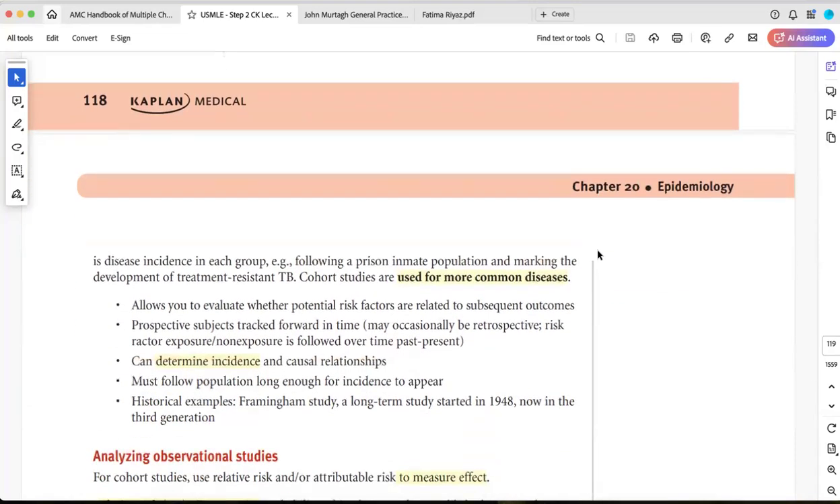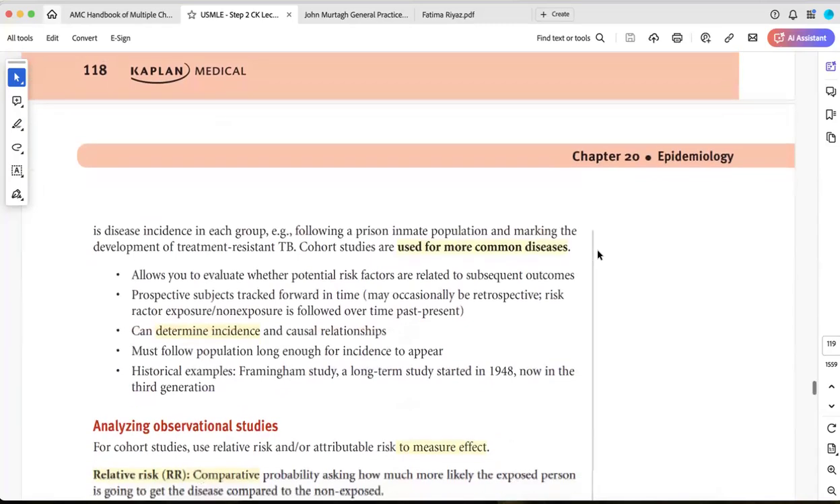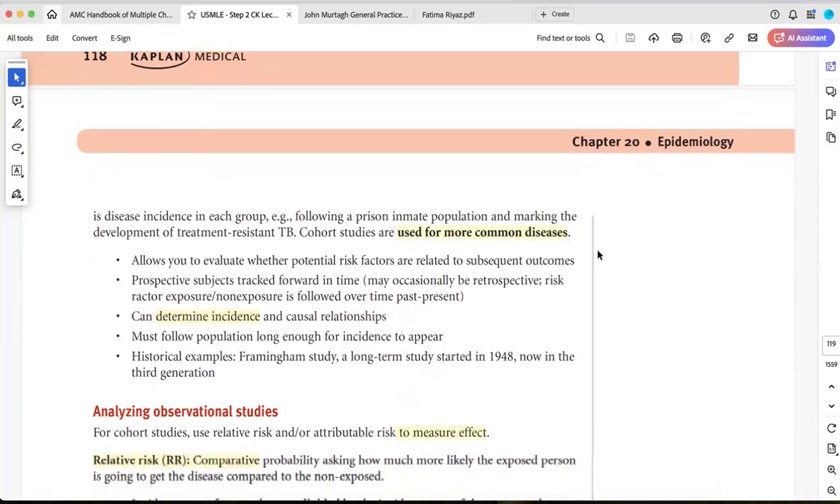We do the cohort for more common diseases. We don't do the cohort for uncommon diseases. And because we are going forward, we can actually determine the incidence of a disease, which means the new cases. So does it make sense for all of you, what is cohort, what is case control, what is cross-sectional?